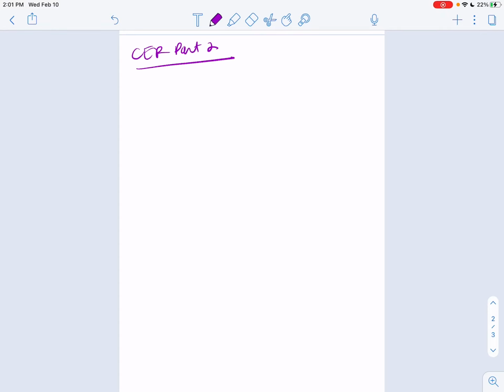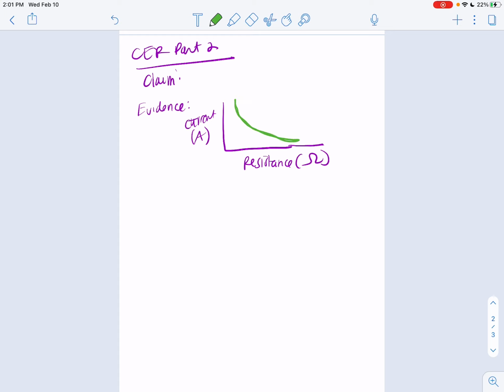Okay, for CER Part 2, again, we're going to have our claim, evidence, and reasoning. So let's think about what the graph looked like. I had current here in amps and resistance here in ohms. And then this graph looked like this, which is what's called an inverse.